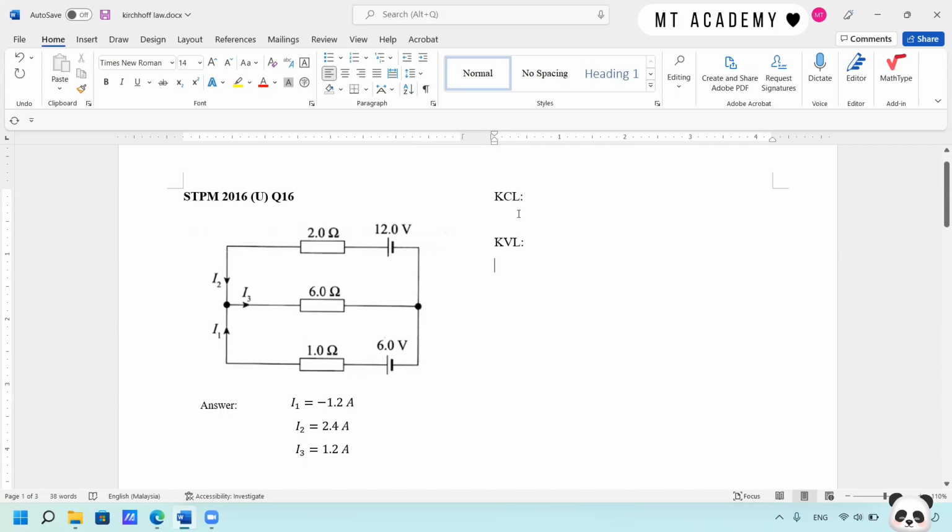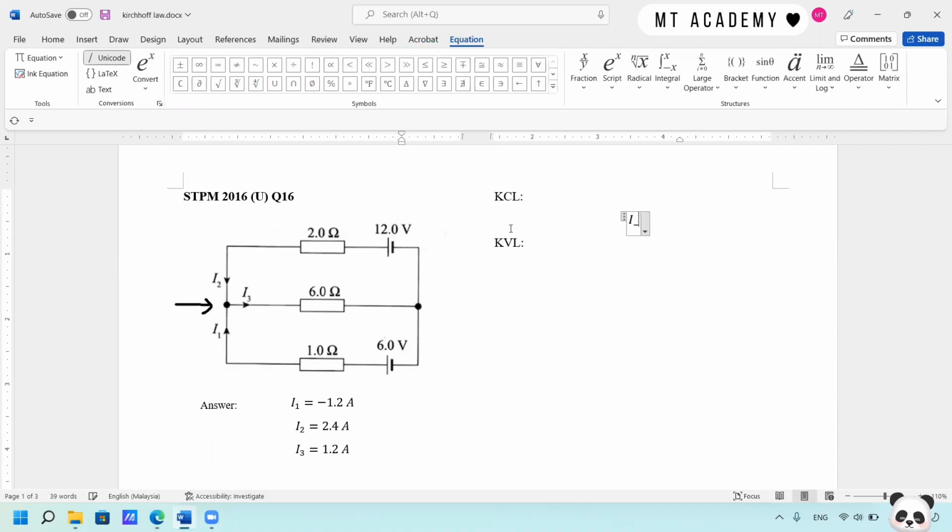First is Kirchhoff current law, which states the sum of the current entering the point equals the sum of the current flowing out from the point. Looking at the circuit, we can see I1 and I2 are entering the point, while I3 is flowing out from the point. So we have the first equation as I1 plus I2 equals I3.